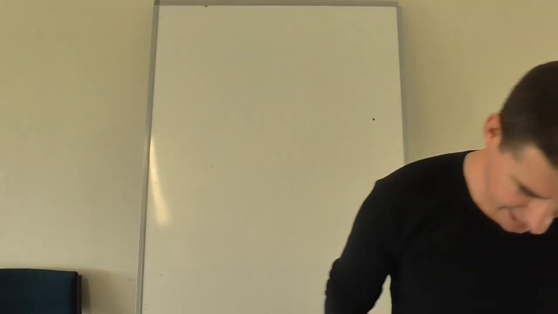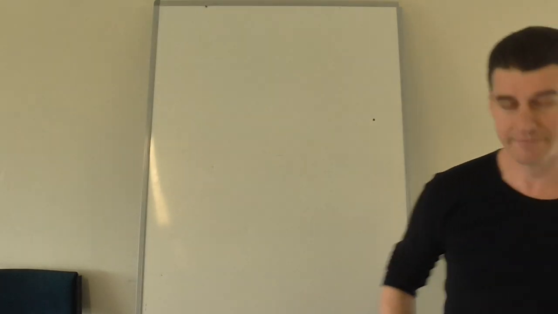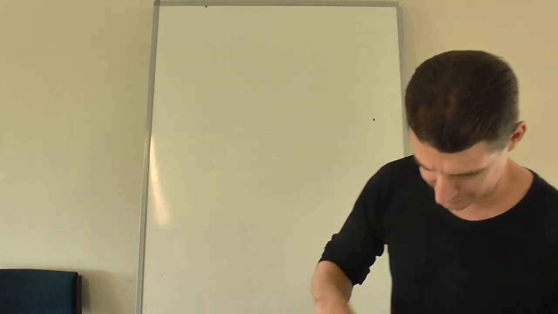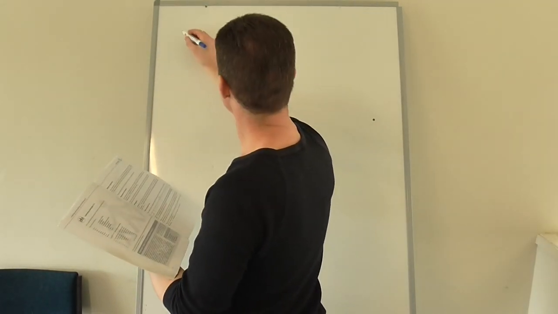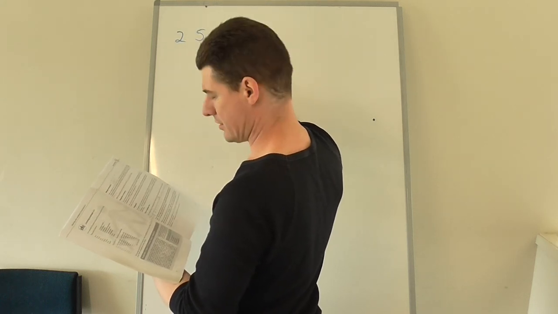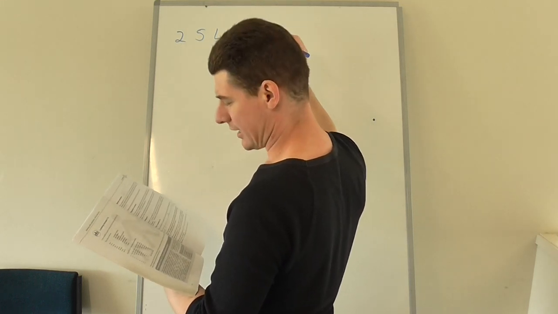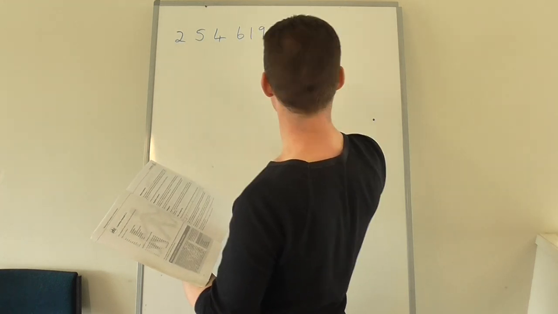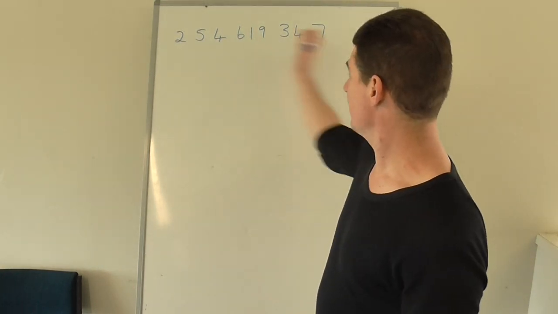So if you look at learning example 5A, there's a very big number there, so let's quickly write it down. So it's 2, 5, 4, 6, 1, 9, 3, 4, 7. Okay. So the easiest way, because now there's obviously a lot of numbers.